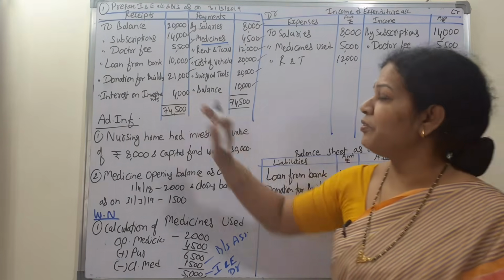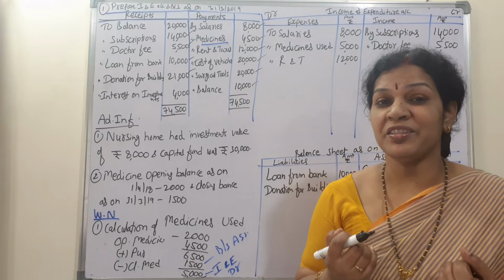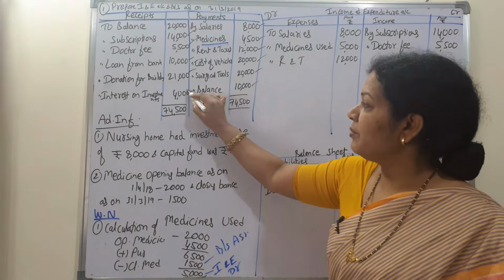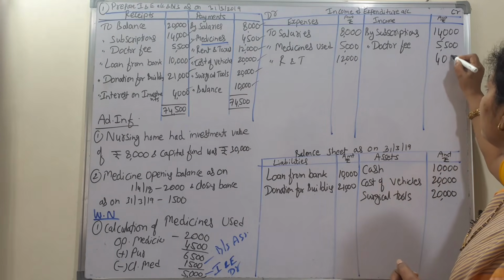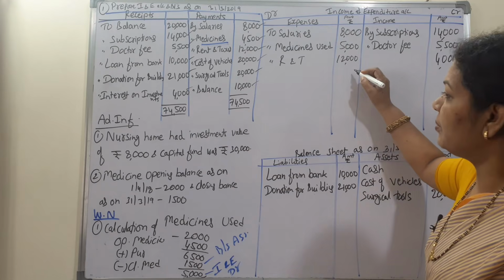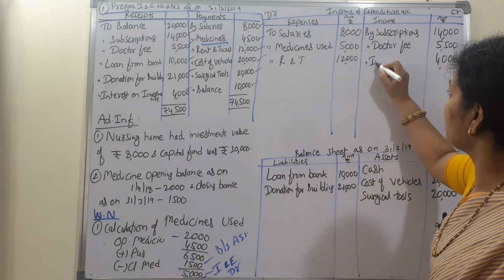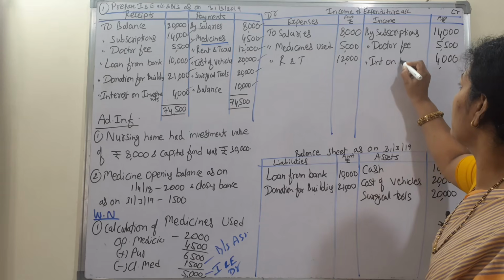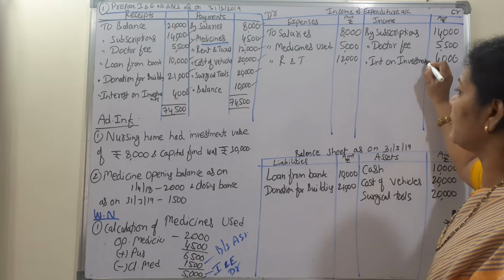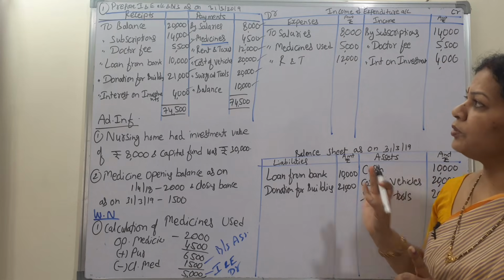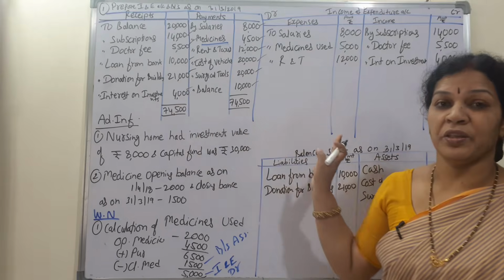Next, interest on investments. When we are getting interest, it's an income. So income and expenditure account credit side 4,000. Interest on investments. So debit side, credit side, everything is over.